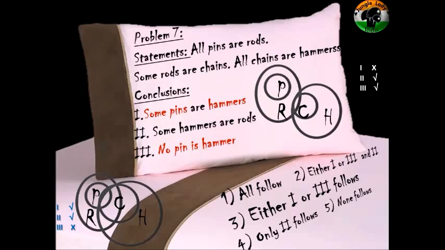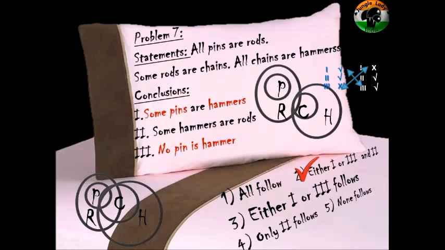Now I am going to compare both the conclusions. What I get is that conclusion 2 is a tick in both the diagrams, so obviously conclusion 2 follows. Now I am going to cross-check, right? Cross-check conclusion 1 and conclusion 3.